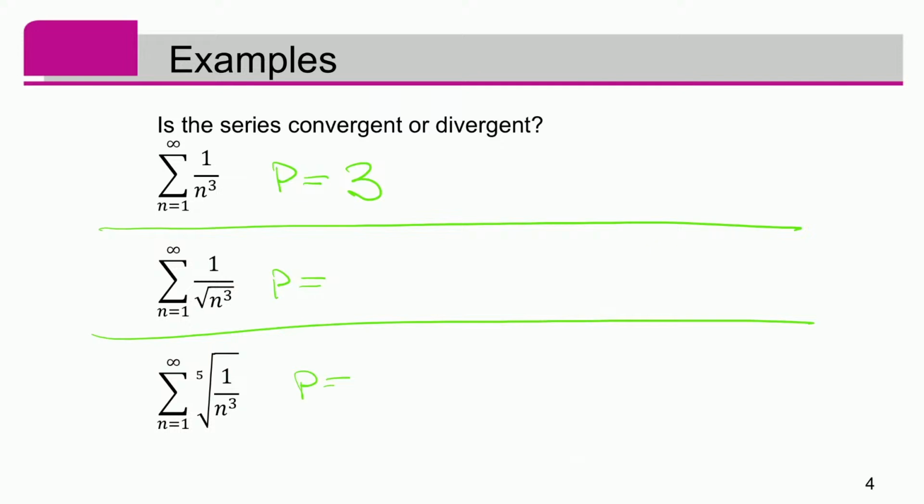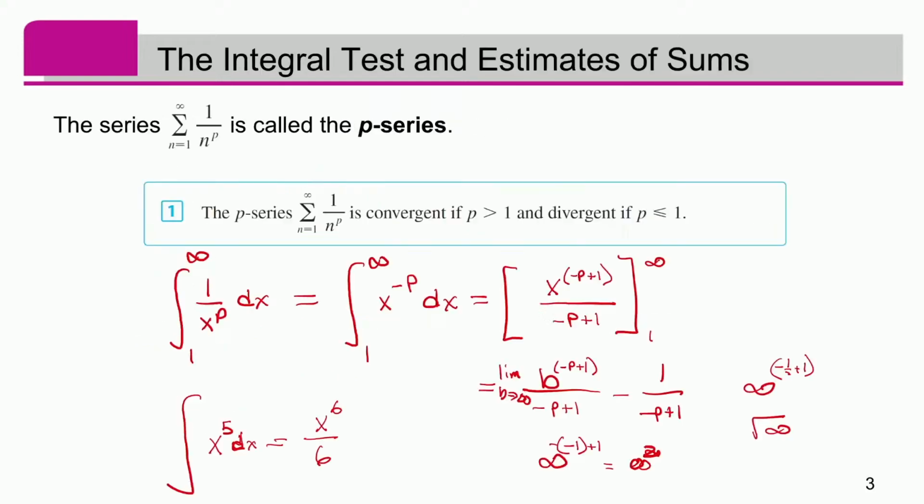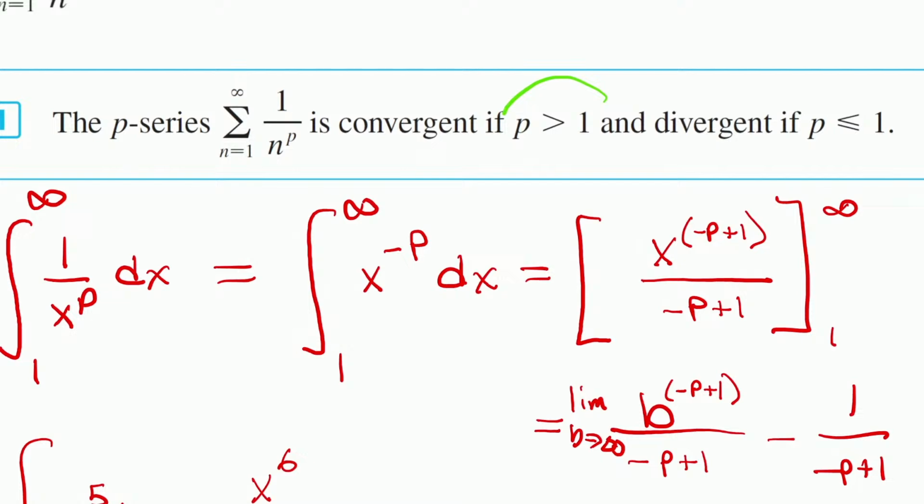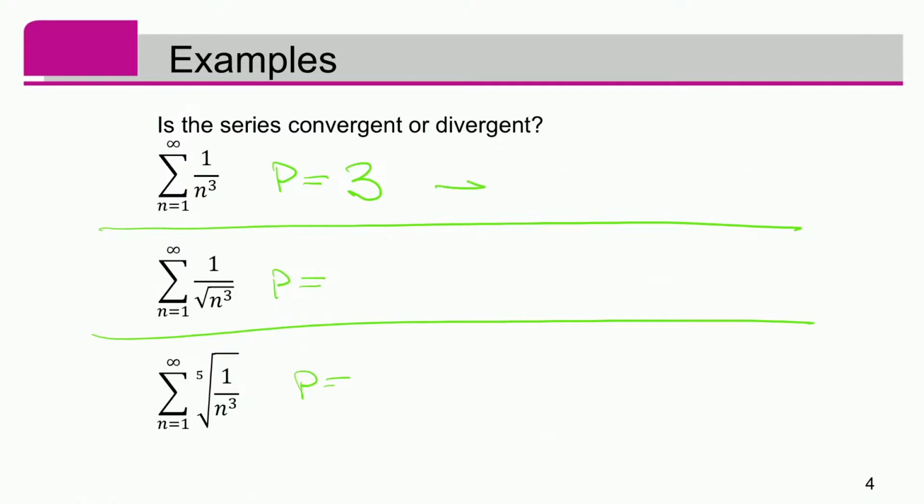Gotta check the list. I can go back one. It does converge because p is greater than 1. See how simple that is? All you have to do is identify the p. Once you know what p is, then 3 is greater than 1, which means this converges. That's all you got to do with the p series. Just say, what is the value of p, and then does it converge or diverge?